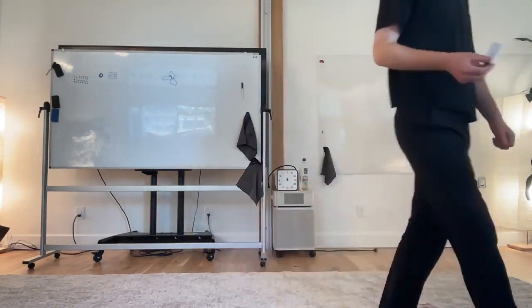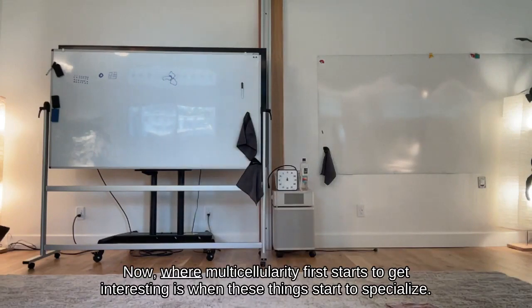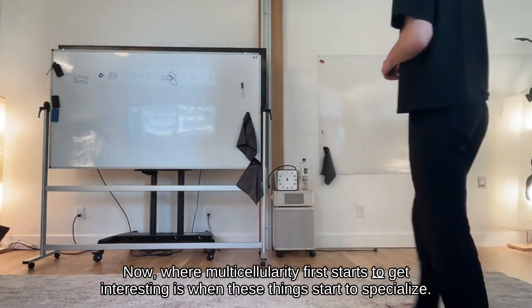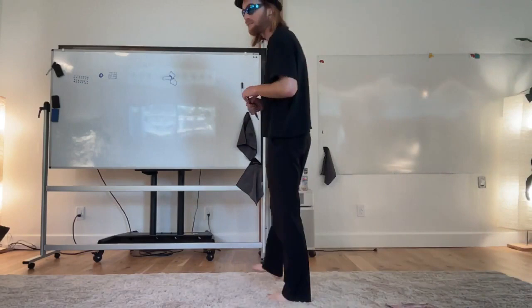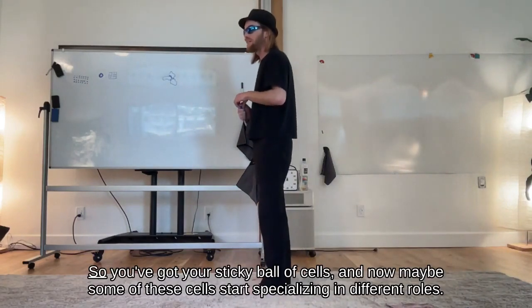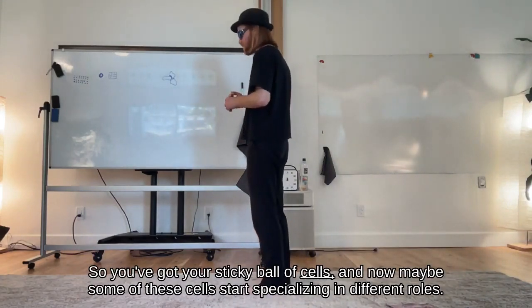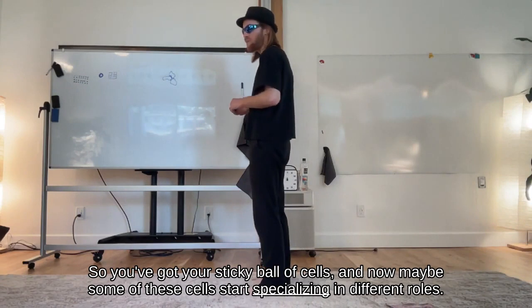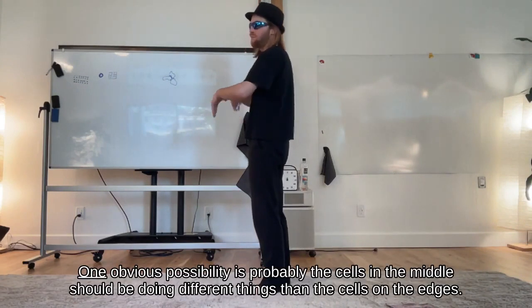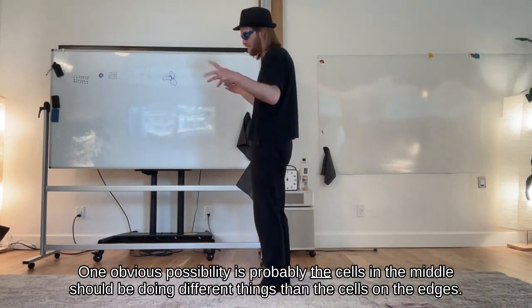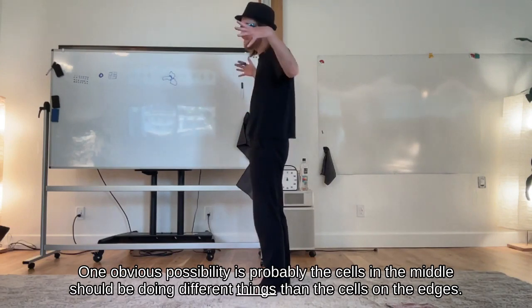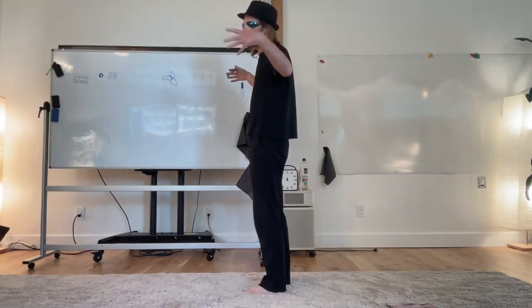All right, now where multicellularity first starts to get interesting is when these things start to specialize. So you've got your sticky ball of cells, and now maybe some of these cells start specializing in different roles. One obvious possibility is probably the cells in the middle should be doing different things than the cells on the edges.